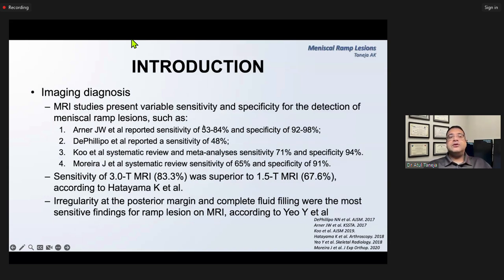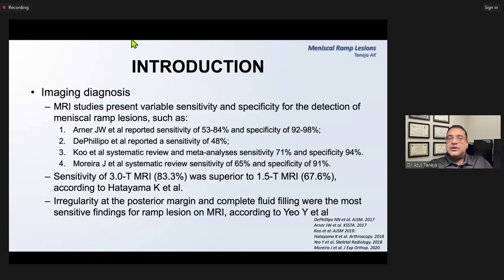All right. So how can we help with that? MRI studies have presented variable sensitivity and specificity to detect ramp lesions. The main reason for that is that some orthopedic literature will say there is a very low sensitivity, 48%. But as radiologists, we are very picky, we are very detailed, and radiology studies can give you up to 70, 90% of specificity. So it has a varied range.